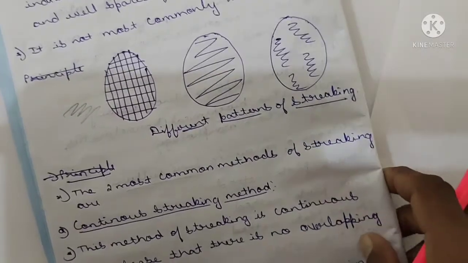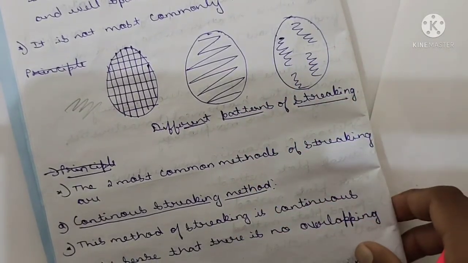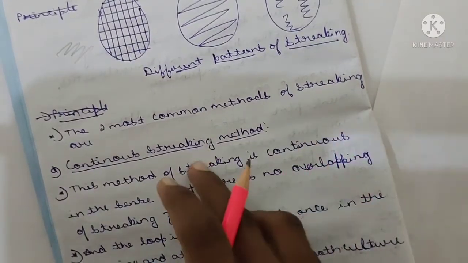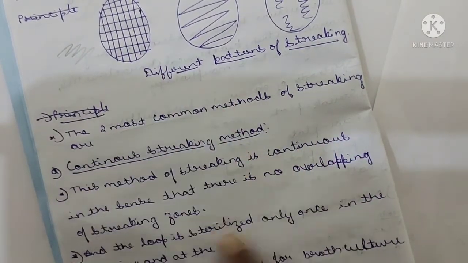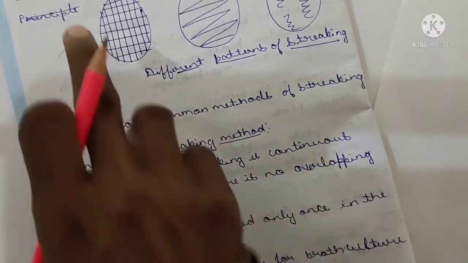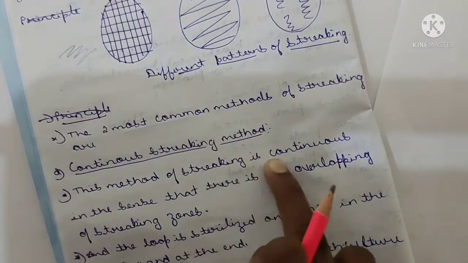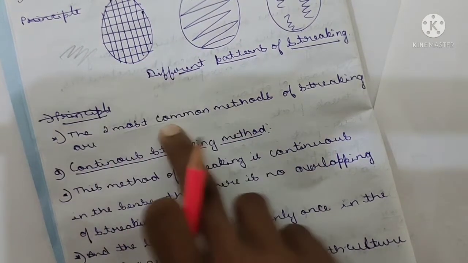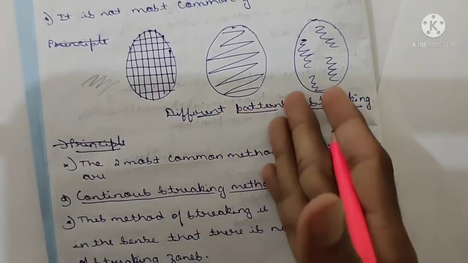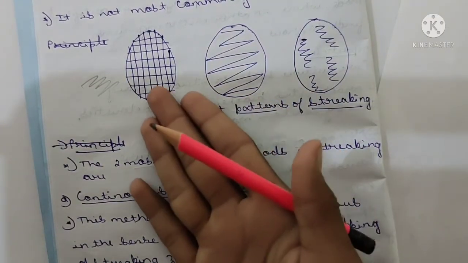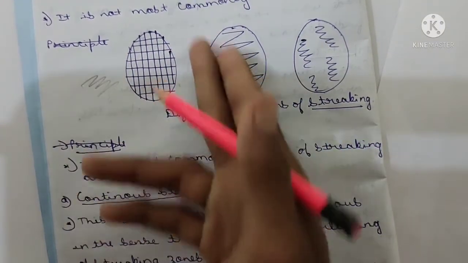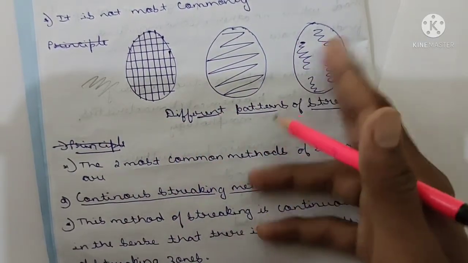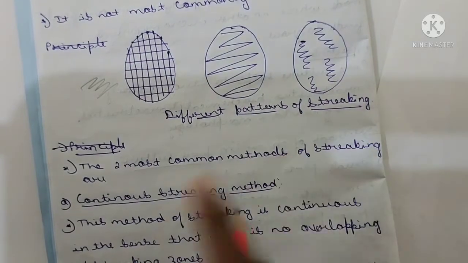Got it? Now see, there are two common methods of streaking. One is the continuous streaking method. The name itself indicates we are streaking continuously, from the beginning to the end without any gap. Yes, some different patterns of streaking are there. See here, this is the square type of streaking, this is zigzag type of streaking, this is the curved type of streaking. Just for different types I have given here.